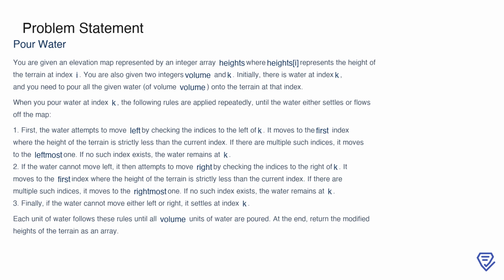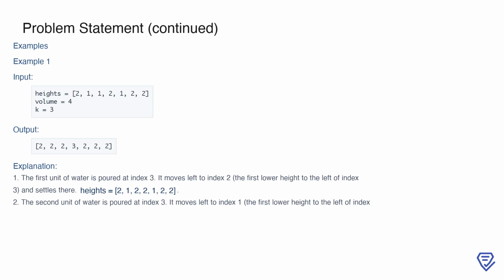Finally, if the water can't move either left or right, it will simply settle at index k. This process is repeated for each unit of water until the entire volume has been poured. The goal is to return the modified terrain heights after all the water has been poured according to these rules. Let's look at the first example to understand how this works.